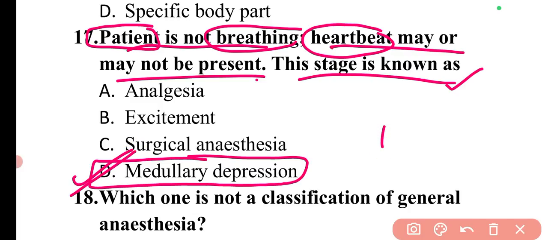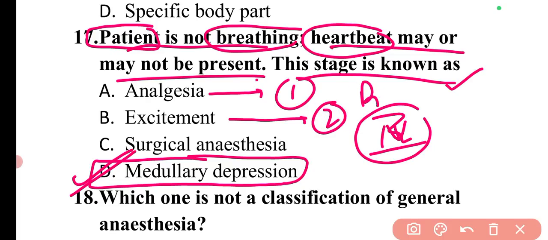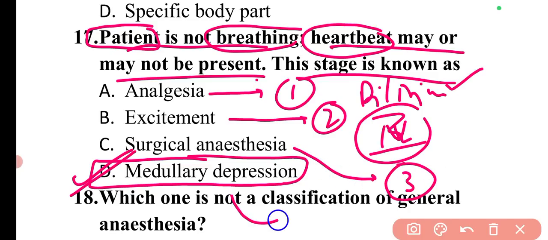So basically, there are four stages of general anesthesia. These four stages, at least the names you have to remember. So the first stage is analgesia only. This is the first stage. Second stage is excitement or delirium, and surgical anesthesia is the third stage, and medullary depression is the fourth stage, in which medullary depression is there, and sometimes coma or death can happen.